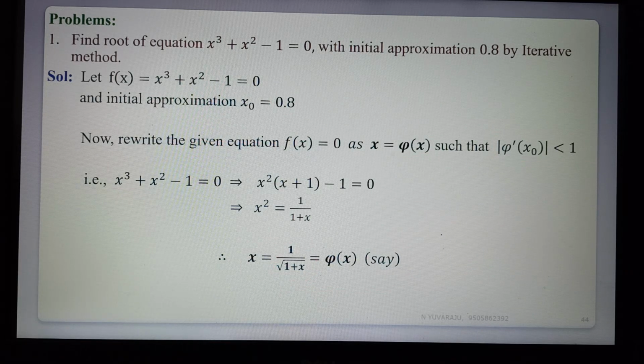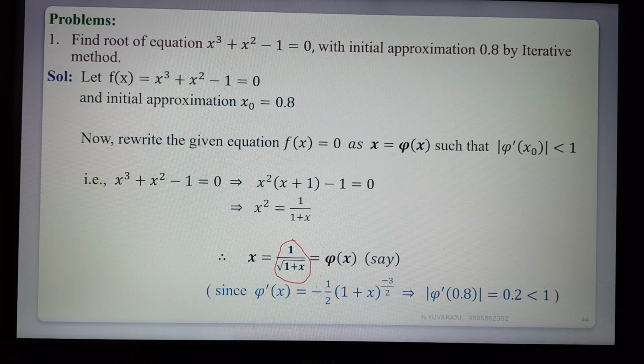Using the formula xn is equal to phi of xn minus 1, we substitute all the values in phi of x. Why are we choosing this form? Because the condition is satisfied. See, phi dash of x, the derivative of 1 by root of 1 plus x, is minus 1 by 2 into 1 plus x to the power minus 3 by 2. Substituting x equal to 0.8, the magnitude is about 0.2, which is less than 1, so the condition is satisfied. So this is the required phi of x. Okay? So see that here.